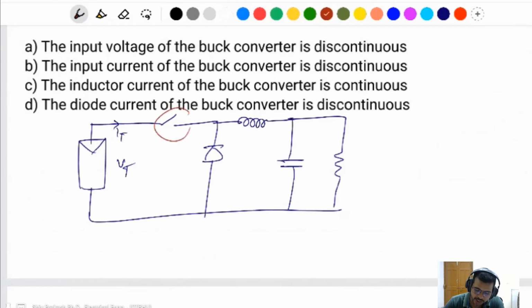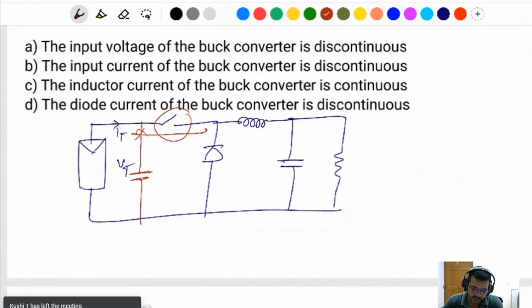This switch is connected on the input side. That's why when the switch is on, current will flow. When the switch is off, current will not flow. That's why a capacitor should be connected at the input side, to keep the current continuous.